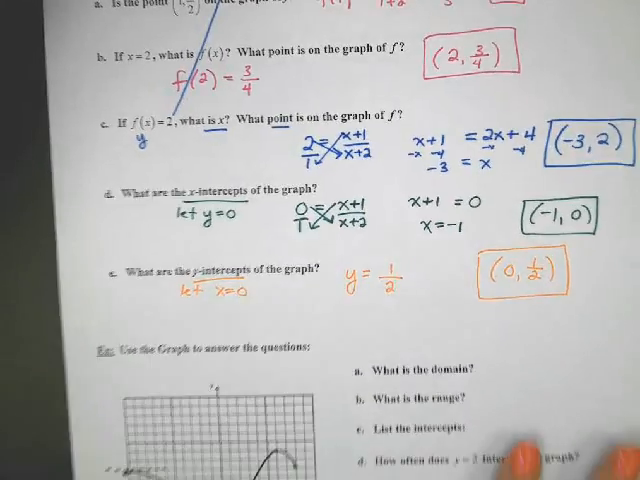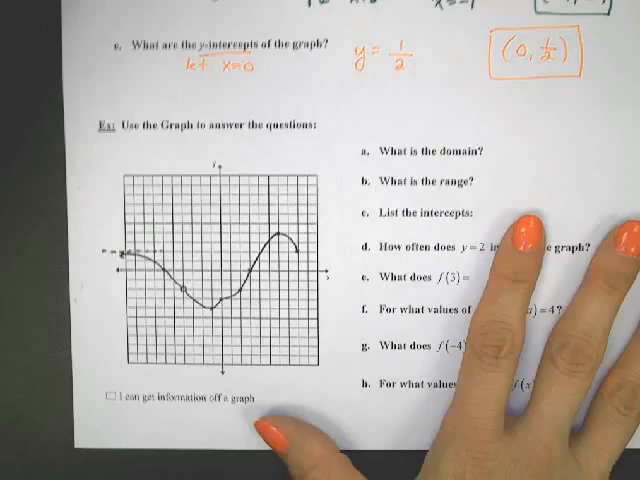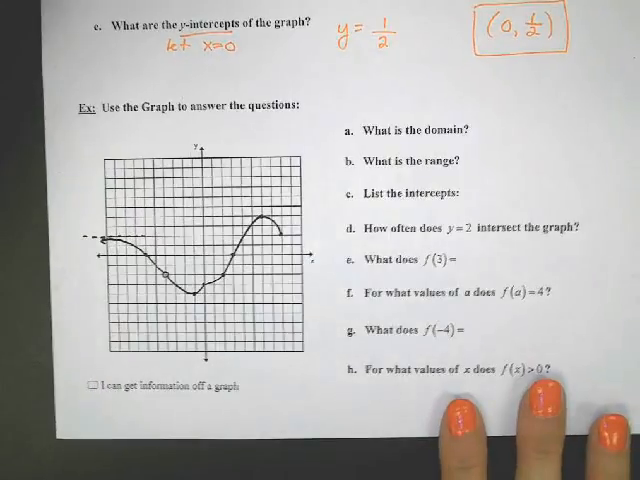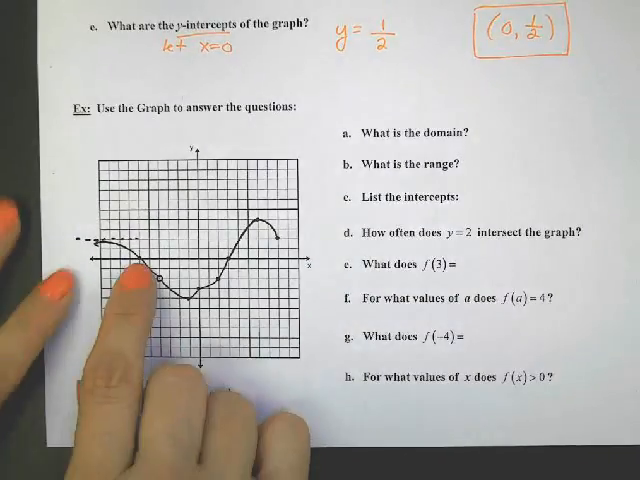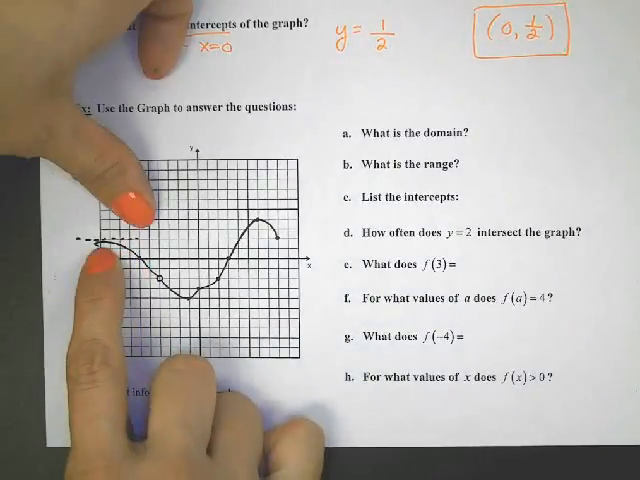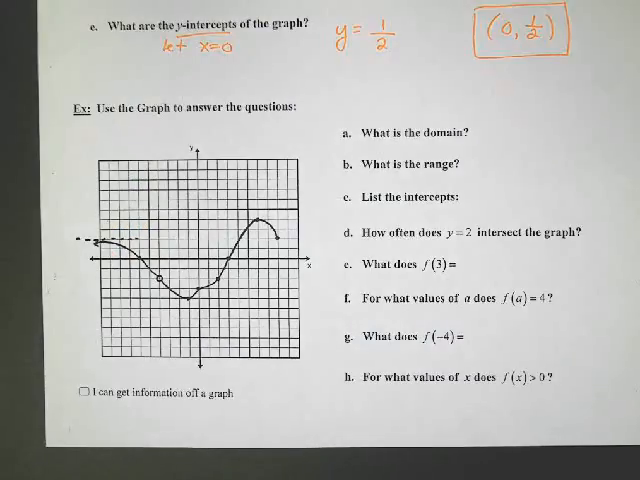All right, we got one more example down here, and here's a picture. I want to look at this picture before I answer a bunch of questions about it. The first thing I notice is that it's going up, up, up. It's getting closer and closer to that dotted line, but it's not touching it. That is called an asymptote.